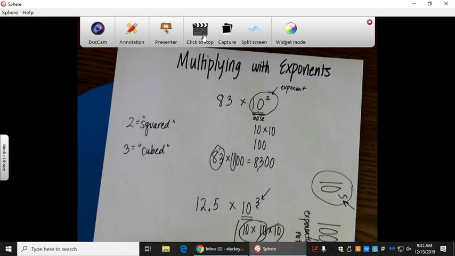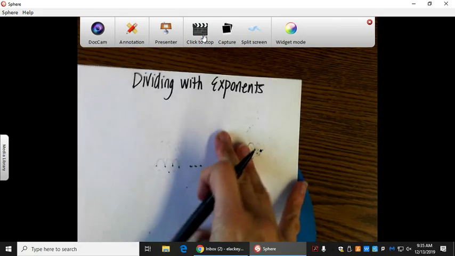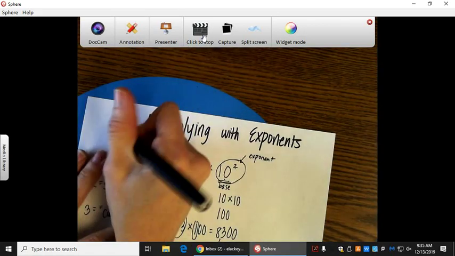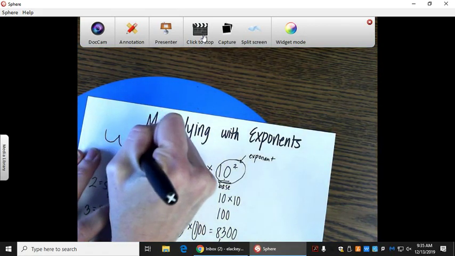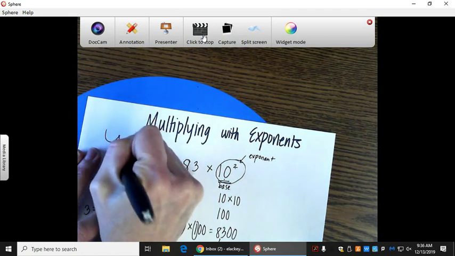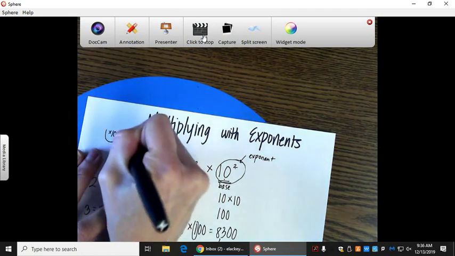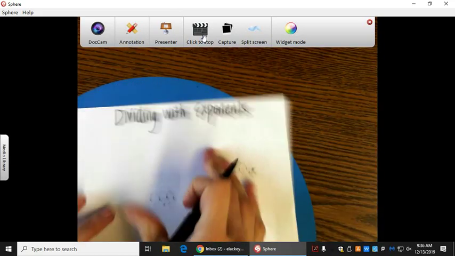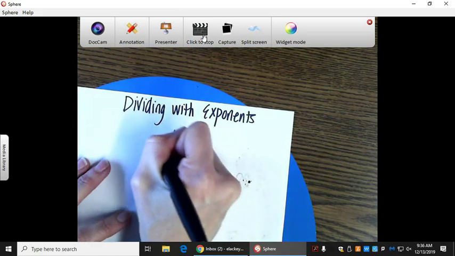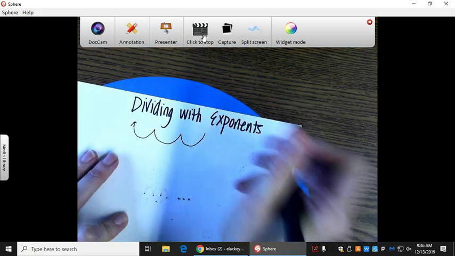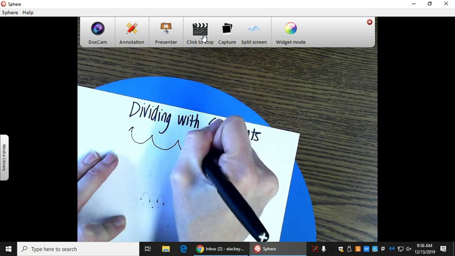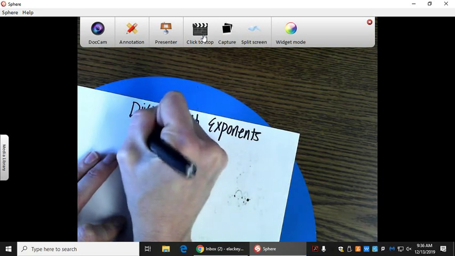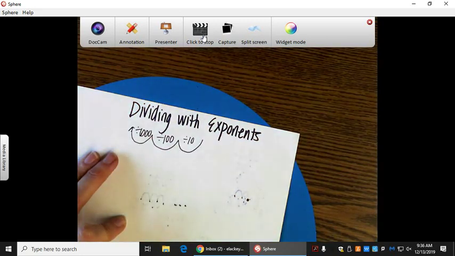Okay, I'm going to go quick on dividing. It's the same concept, except when you multiply, we were moving to the right because we were making the number 10 times bigger, 100 times bigger, and 1,000 times bigger. When we divide, we're moving the decimal to the left, making the number 10 times smaller, 100 times smaller, 1,000 times smaller. So you're moving to the left.